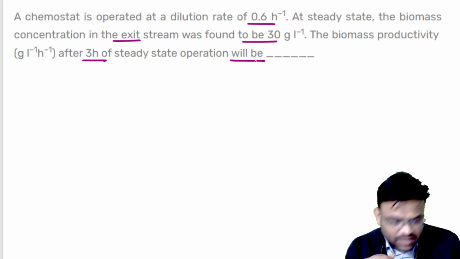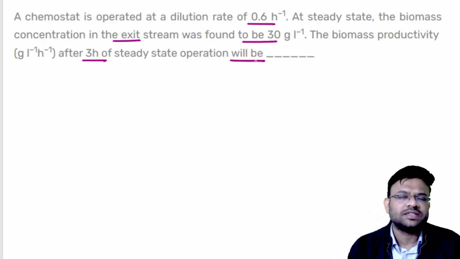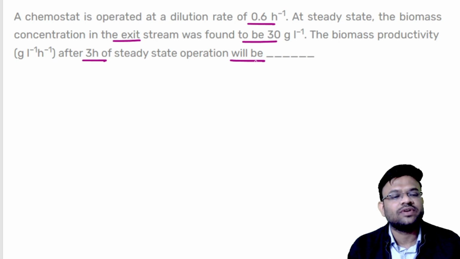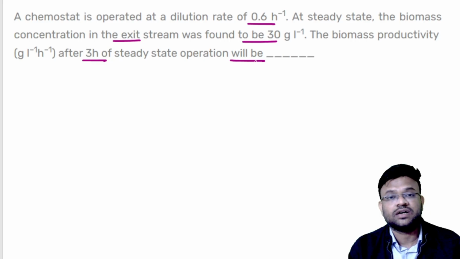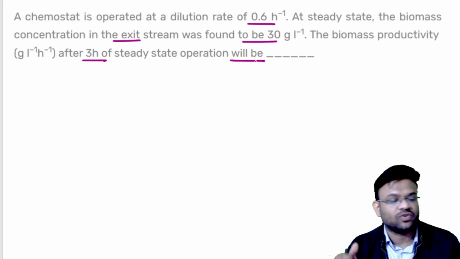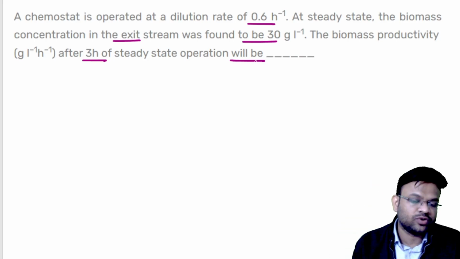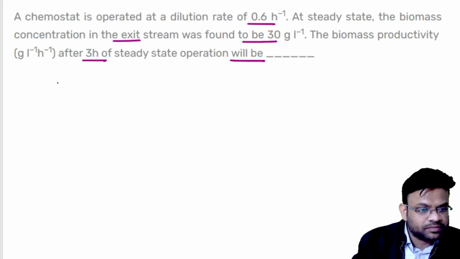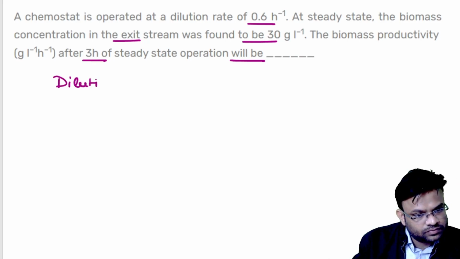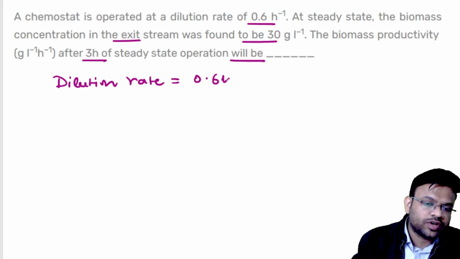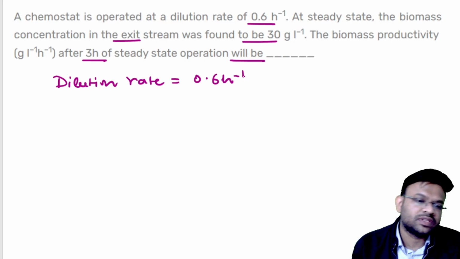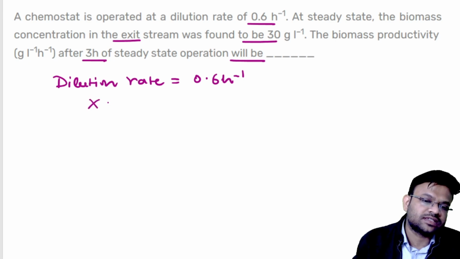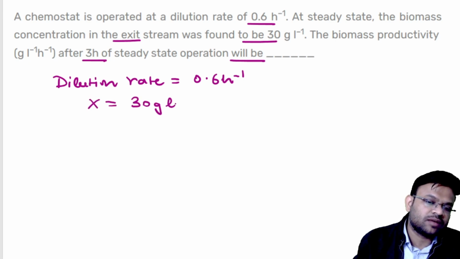Now this is an extremely simple question, I must say. It is just checking your concept, because they are giving 3 hours over here, so they are just testing whether you are able to understand the concept of 3 hours that they are given over here or not. Let me just quickly explain it to you. The dilution rate has been given as 0.6 per hour, and the biomass concentration in the exit stream, that means X, has been given to you as 30 gram per liter.